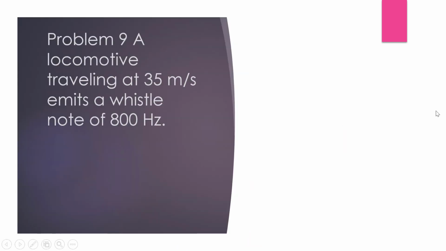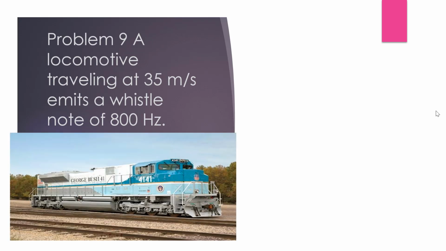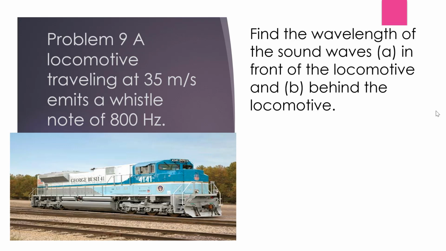Okay, problem number 9. A locomotive traveling at 35 meters per second emits a whistle of frequency 800 Hz. Question, what is the wavelength of the sound waves in front and behind the locomotive? So basically, we will need to find the lambda front and the lambda behind. What is lambda front and what is lambda behind?